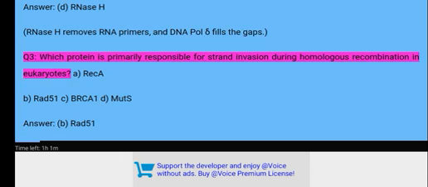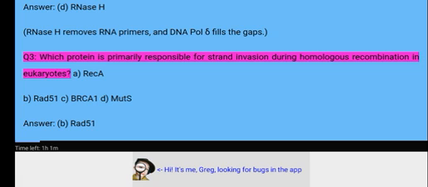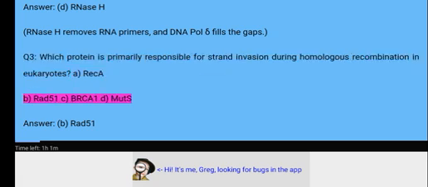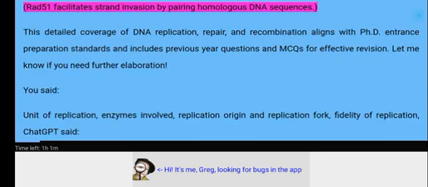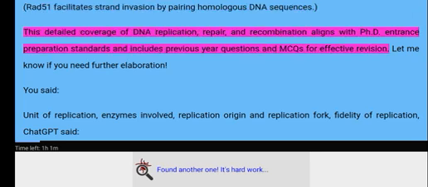Q3. Which protein is primarily responsible for strand invasion during homologous recombination in eukaryotes? A. RecA. B. RAD51. C. BRCA1. D. MutS. Answer: B, RAD51. RAD51 facilitates strand invasion by pairing homologous DNA sequences.